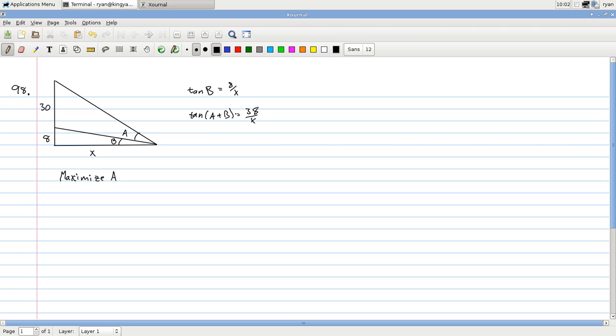So what I'm going to do is use a trig identity to break apart this second tangent function. I'm going to use the fact that tangent of A plus B is equal to tangent A plus tangent B divided by 1 minus tangent A times tangent B.